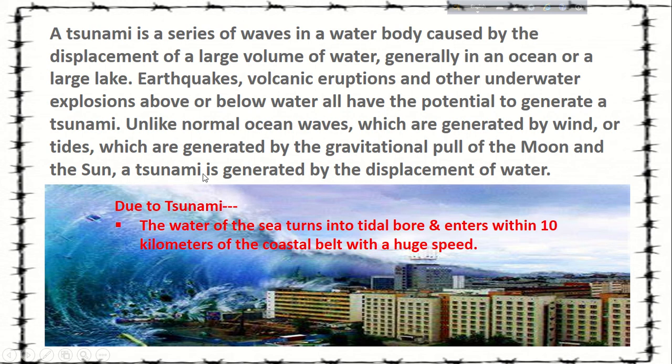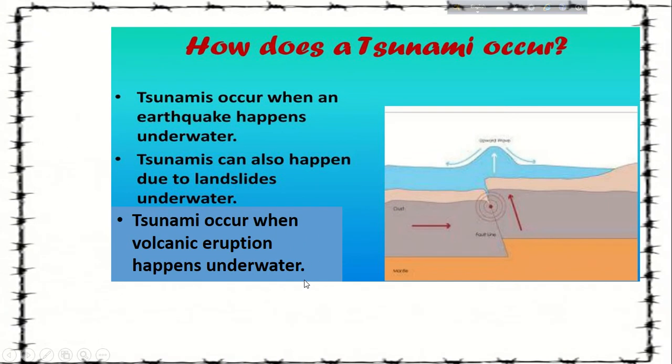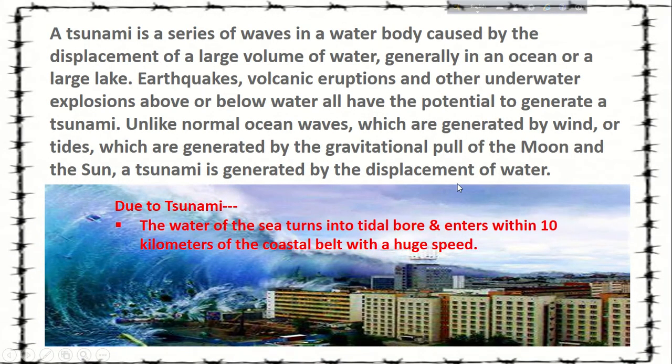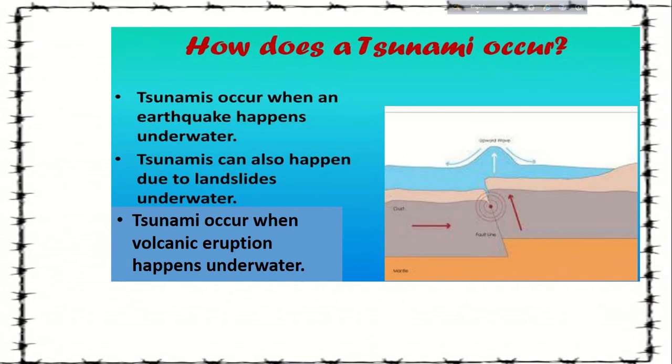When an earthquake occurs on the landmass or in a water body, a tsunami occurs, and it has no relation with the gravitational pull of the moon or any type of normal waves which are generated by the wind. How does the tsunami occur?